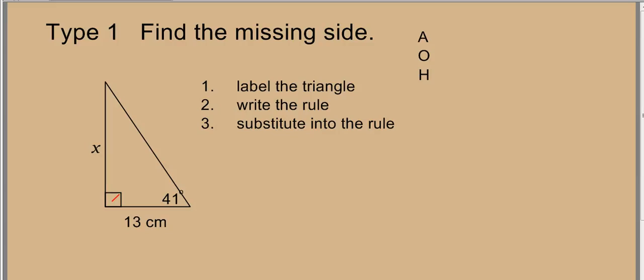So this is called type 1. Type 1 is find the missing side. This is the most common use for trigonometry. In fact, type 2 finds the missing side as well, but there are differences.